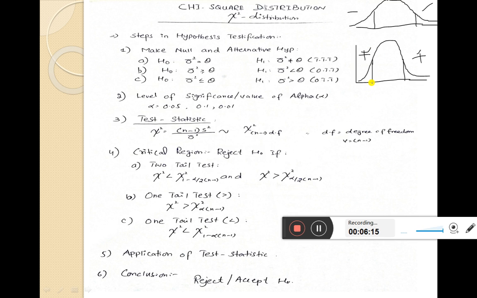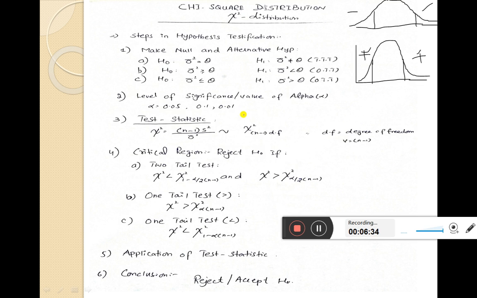Now that point is known as your lower limit point. The lower limit point formula here is chi-square 1 minus alpha by 2, n minus 1. And the upper limit point formula is chi-square alpha by 2, n minus 1, with n minus 1 degrees of freedom.